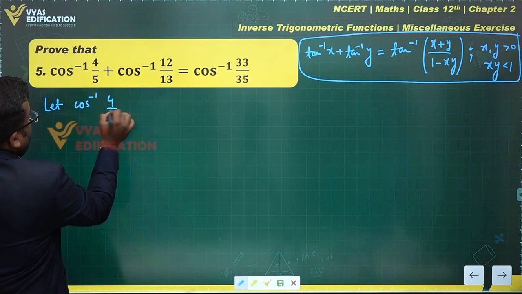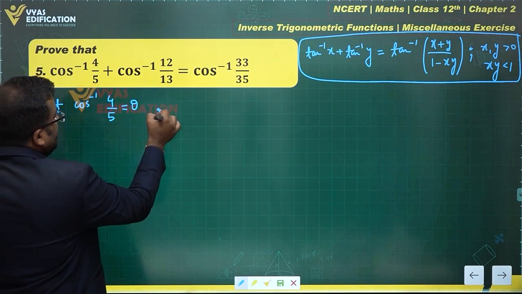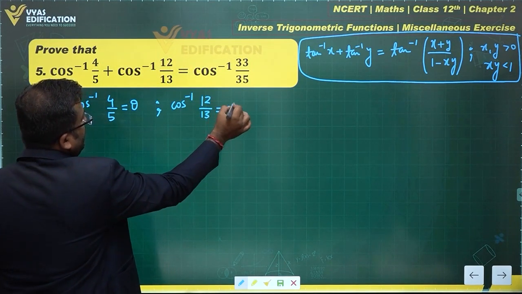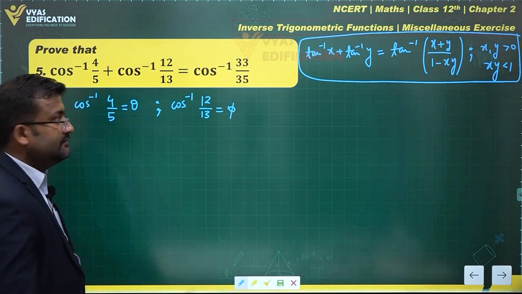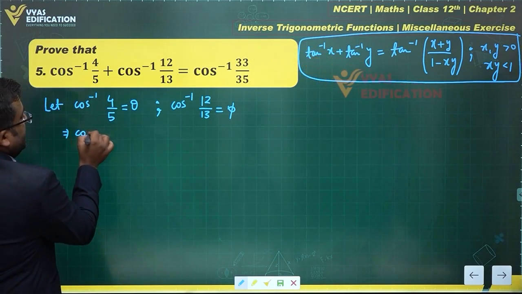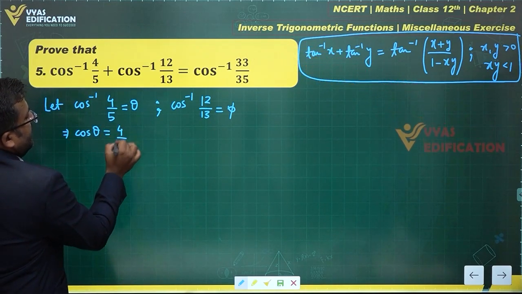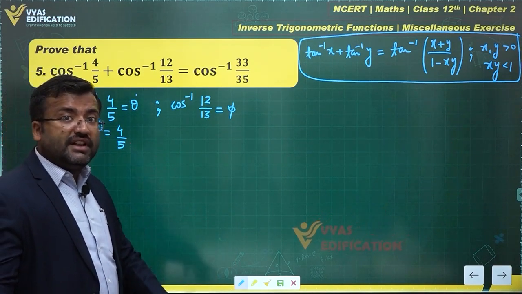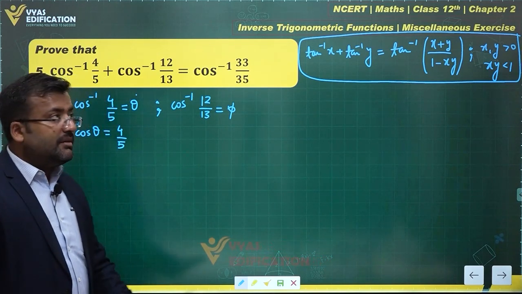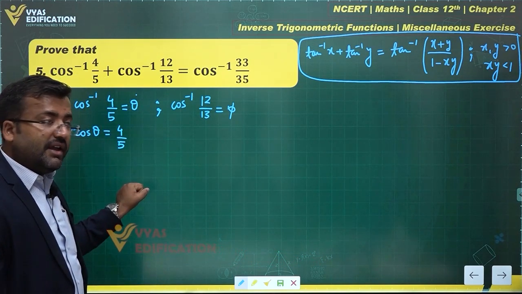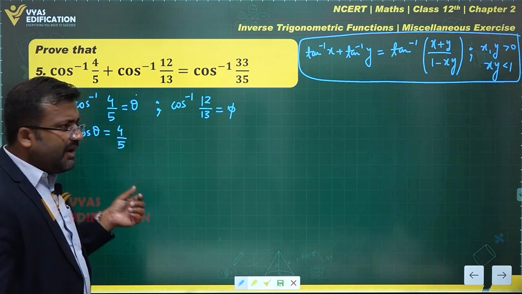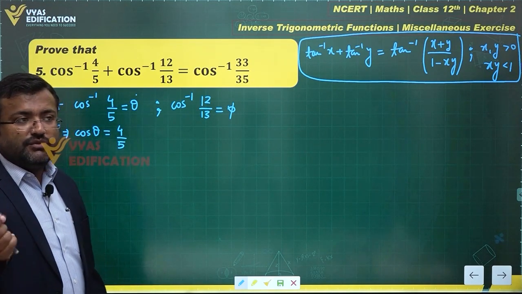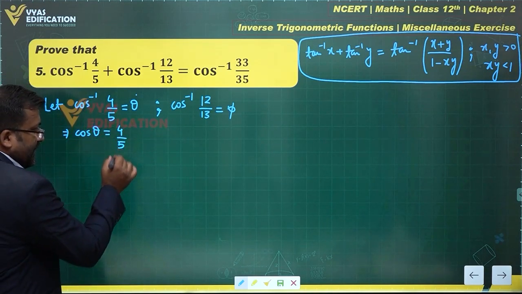let cos inverse 4 by 5 be equal to theta, and cos inverse 12 by 13 be equal to phi. This gives me that cos theta is equal to 4 by 5. Since theta is the output of cos inverse, it should lie in the interval 0 comma pi. But since cos theta is equal to 4 by 5, theta will lie in the first quadrant. From first and second, we have chosen the first quadrant.